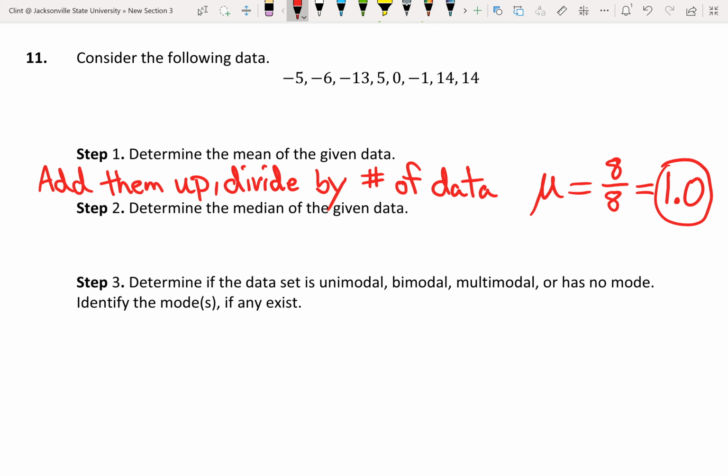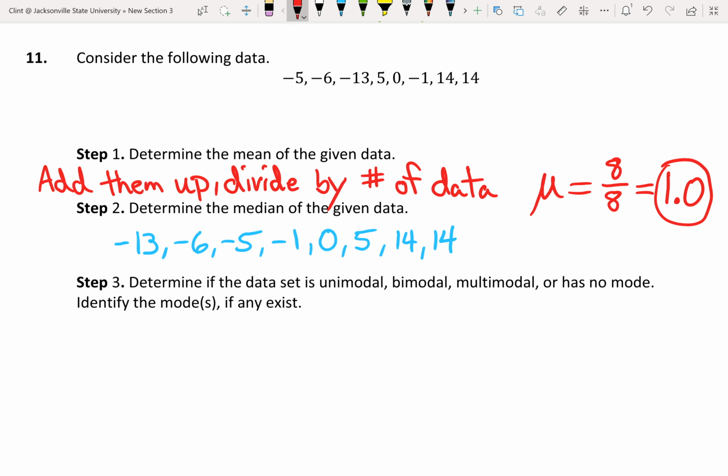Want to determine the median next. Okay, so before we can find the median, we've got to put the data in order. So you can either do least to greatest or greatest to least. So let's see, we've got -13, -6, -5, -1, 0, 5, 14, and 14. Make sure we didn't miss any. 1, 2, 3, 4, 5, 6, 7, 8. That should be all.